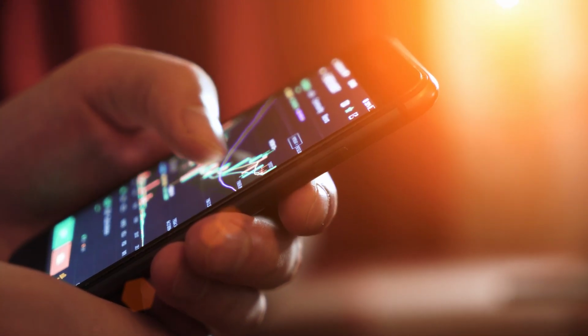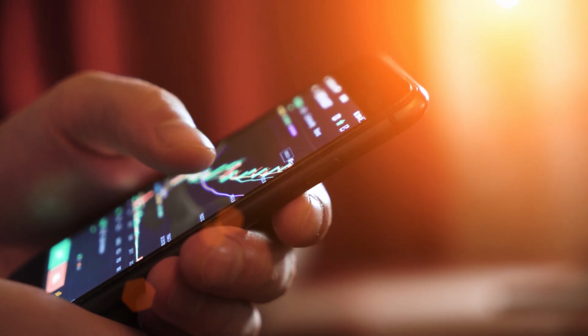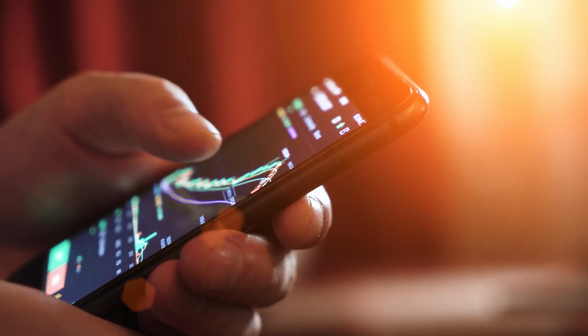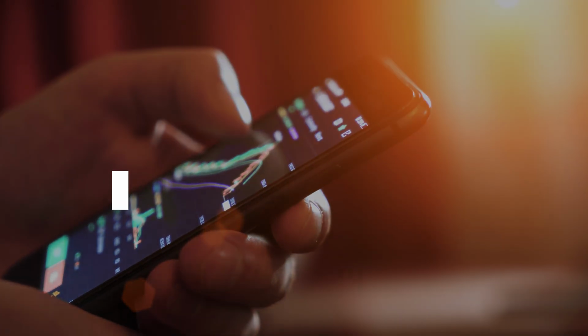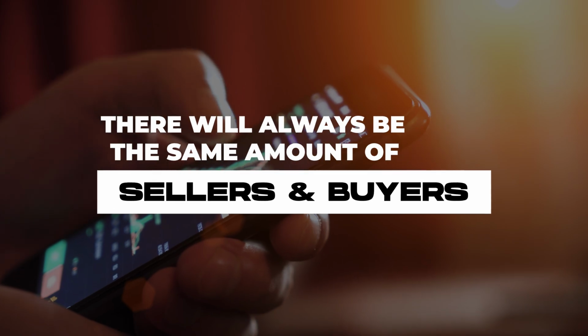Just think how crypto trades work. If there's someone that's willing to buy a cryptocurrency, there needs to be someone on the other hand that wants to sell that cryptocurrency. And if there's someone that wants to sell a cryptocurrency, there needs to be someone on the other side that wants to buy it. And these transactions are automated by the exchange. If you place an order, your exchange will automatically set you up with a buyer or seller. So there will always be the same amount of sellers and buyers.